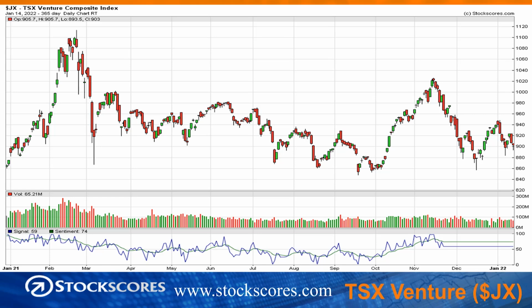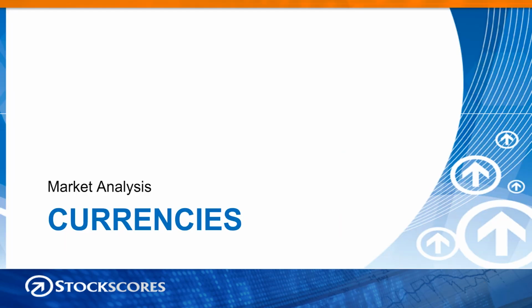TSX Venture, you can see that we've got those falling tops, and that is a sign of pessimism. We have strong support right here, that horizontal support zone that's been hit a few times. So if we fall down to that, we should expect it to bounce. If we break down through that, then we'll probably go into further weakness. And that's what to watch for in terms of a crash for those stocks.